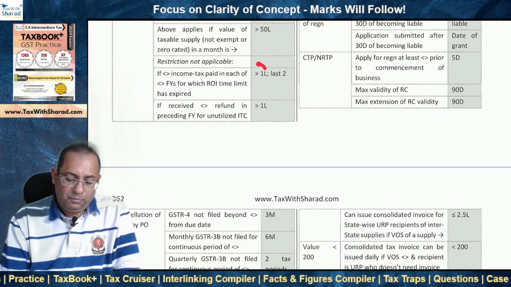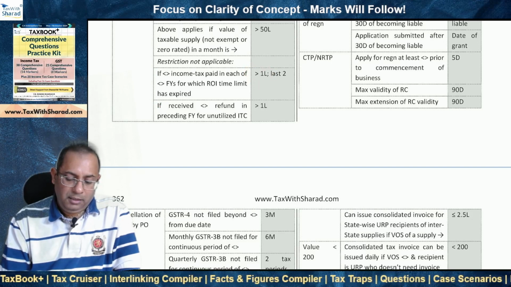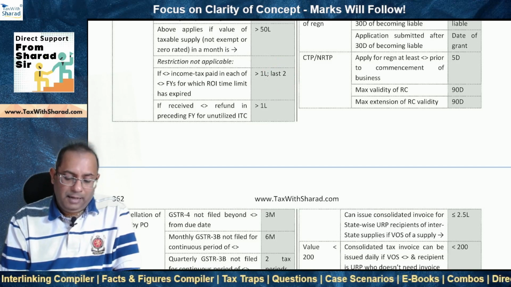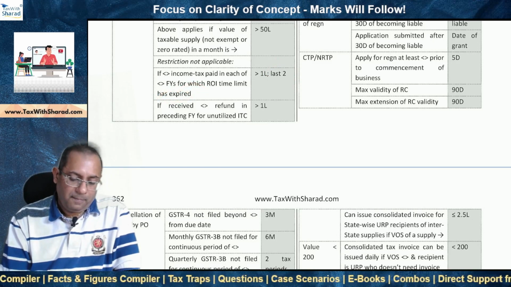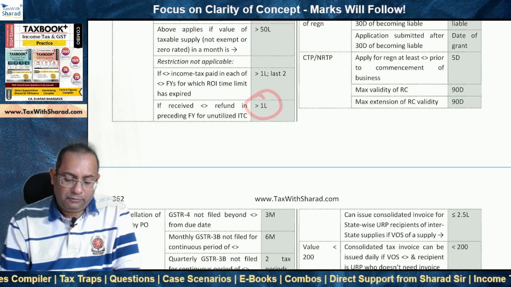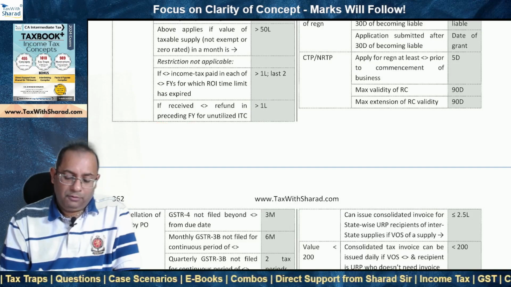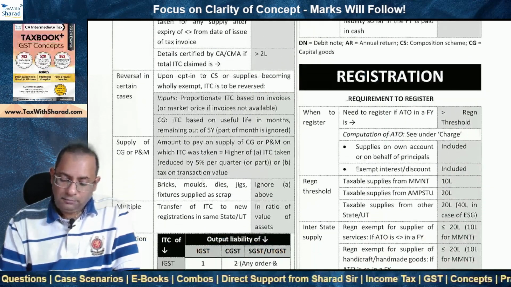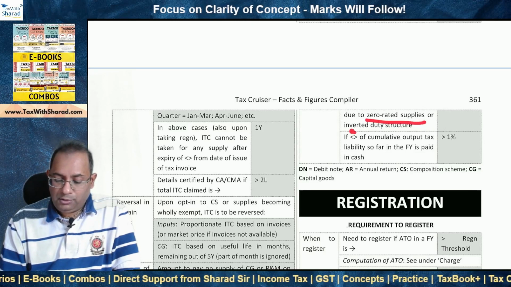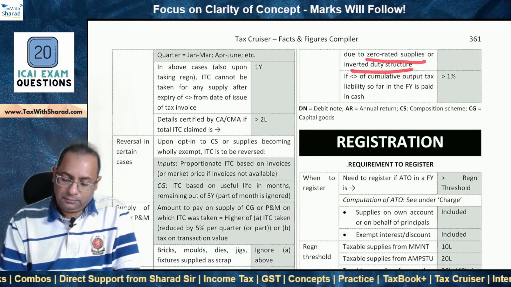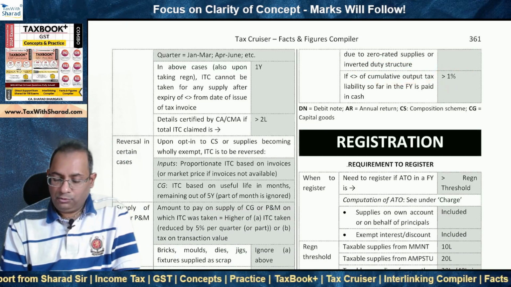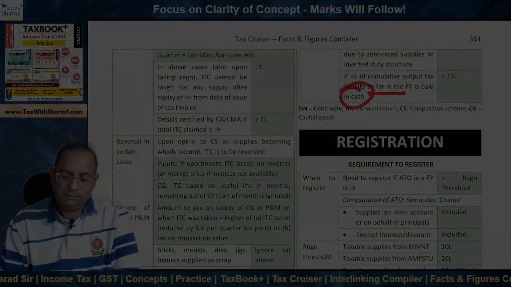One case is if more than 1 lakh of income tax is paid in each of the last 2 financial years for which the return of income time limit has expired. One more case is if the person has received more than 1 lakh of refund in the preceding financial year for unutilized ITC due to zero rated supplies or inverted duty structure. One more case is if more than 1% of cumulative output tax liability so far in the financial year is paid in cash.